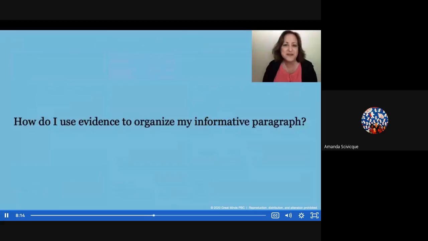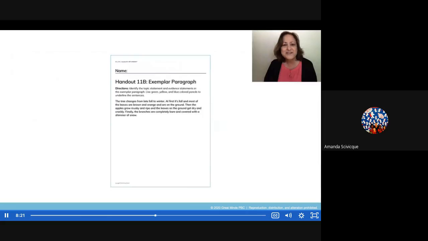Today, you'll be learning how to use evidence in an informative paragraph. Please grab a clean copy of Handout 11B. A clean copy means that it doesn't have any markings on it yet. And please be sure to grab your pencil as well.